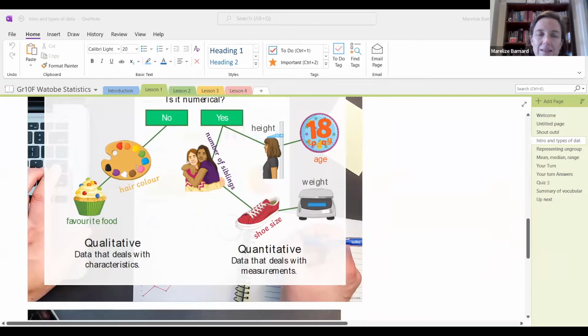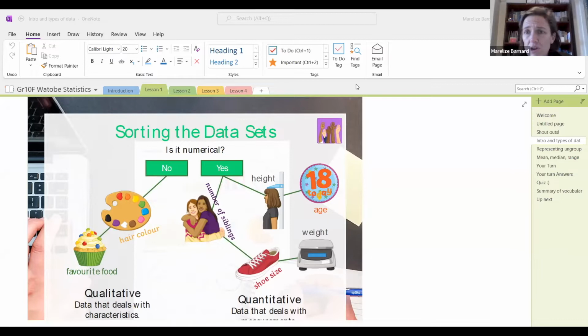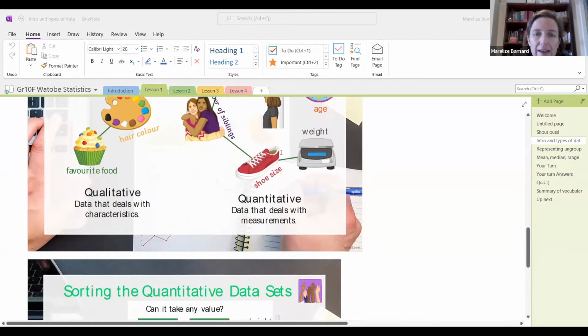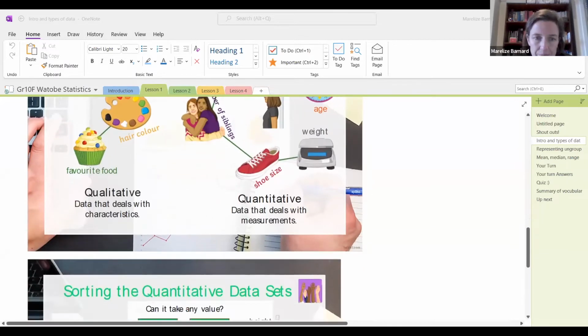So we say that data that is like hair color and favorite food, we call that qualitative data. And data that is like shoe size and weight, that deals with measurements, those types of data are called quantitative data. Okay, so by the way, as we go along, feel free to take a screenshot of what we are talking through. Okay, so that's sort of the first two broad categories, qualitative and quantitative.